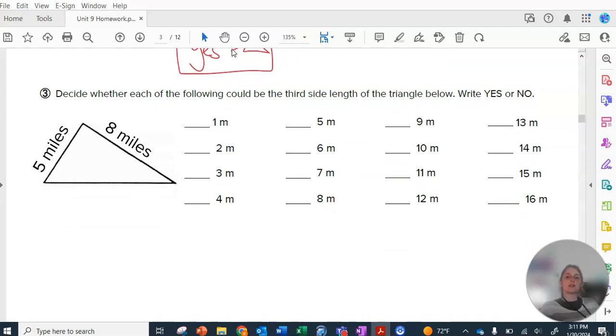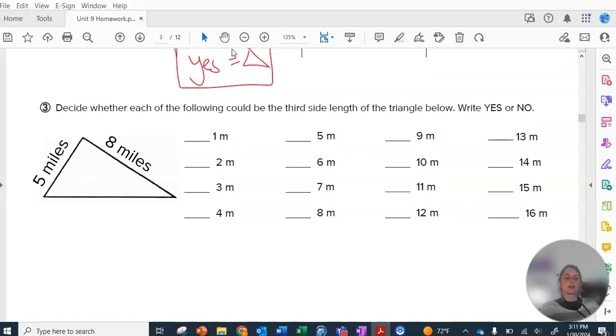Decide whether each of the following could be the third side. Write a yes or no. That's what we did up here. So my two sides are 5 and 8. Maybe this is the biggest side. That means I would add 5 plus 8, and it would have to be bigger than that side. 5 plus 8 is 8, 9, 10, 11, 12, 13.